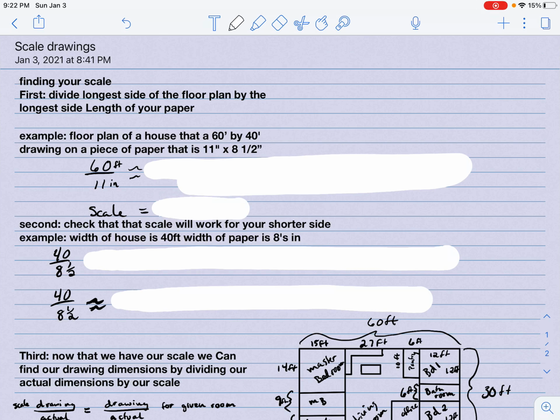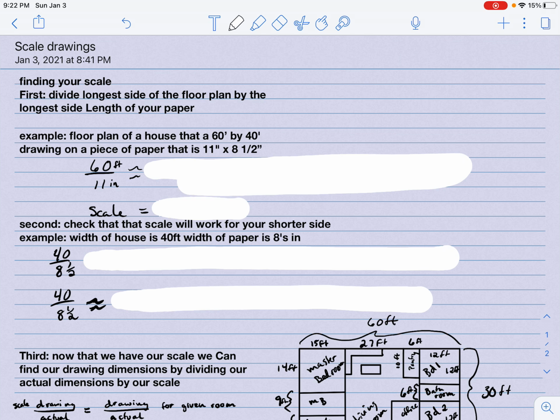All right, so today we're working on actually drawing something using a scale. What I'm thinking of is we're going to be drawing a house. These are just going to be the steps on what we do. First step is we have to find the scale.